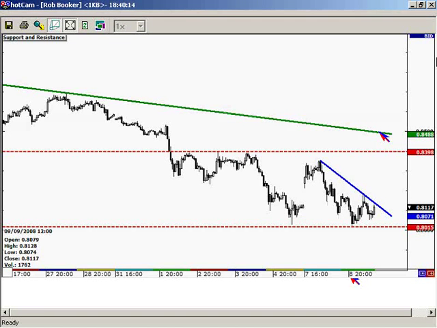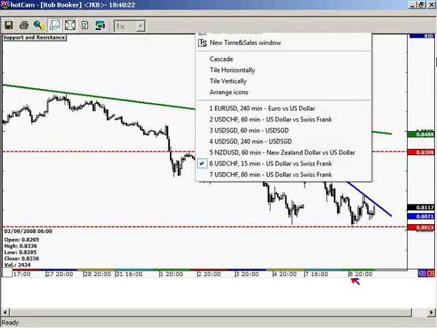Can you please check the dollar yen? Let me check. I'll check the dollar yen.